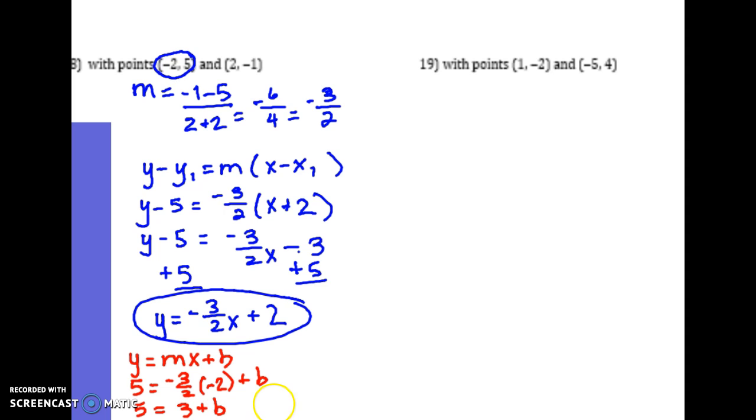So if I subtracted 3 from both sides, my b would be equal to 2. Okay, and that's what we would have had. The slope would be -3/2, and your b is 2. You get the same equation of the line.